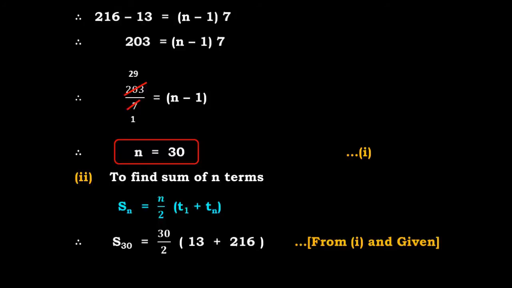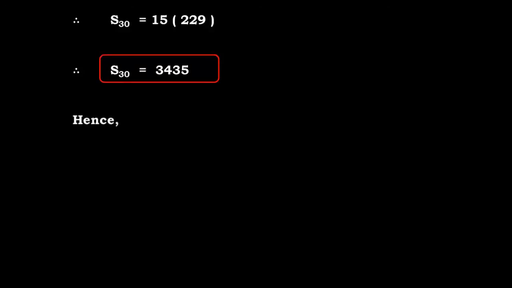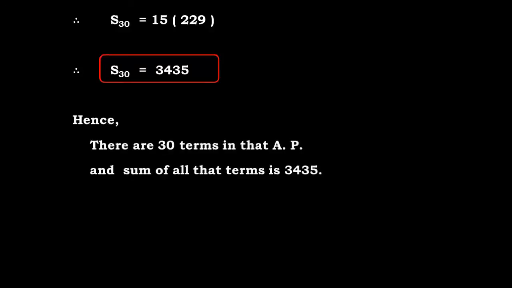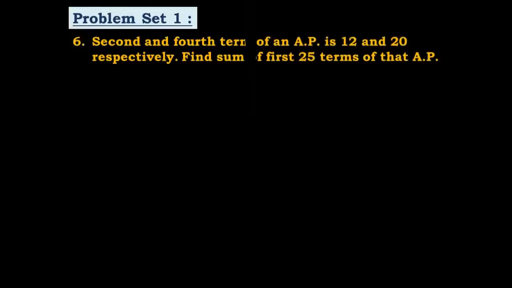216 plus 13 is equal to 229. So S30 is equal to 15 into 229, and that is 3435. So we have the answer: the sum of the terms is equal to 3435. So we can write the answer. Hence there are 30 terms in that AP and the sum of all those terms is 3435.